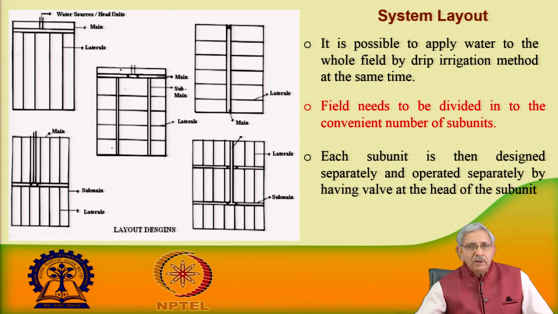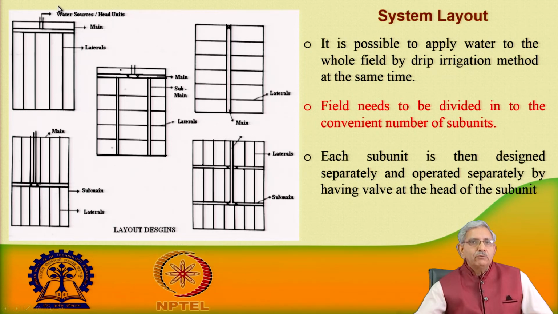Now, each drip irrigation system can be laid in different ways, depending on the source of water supply and the field layout. So, it is possible to apply water to the whole field by the drip system at the same time as far as possible. Of course, if the area is very large, one can divide the area into a number of zones, but for a smaller area one can give water at all the points.